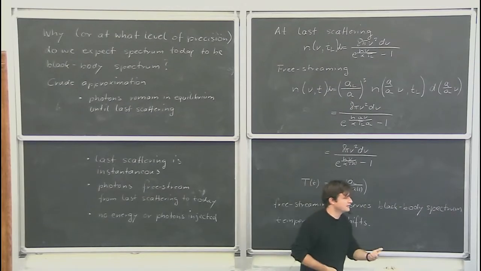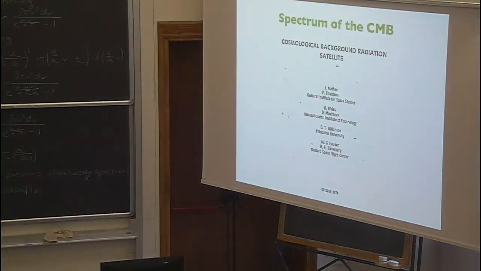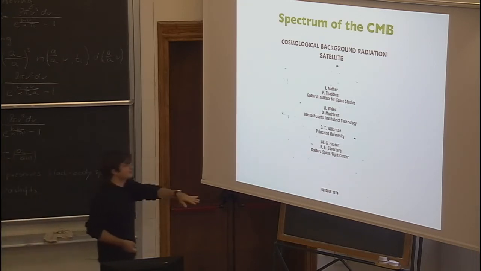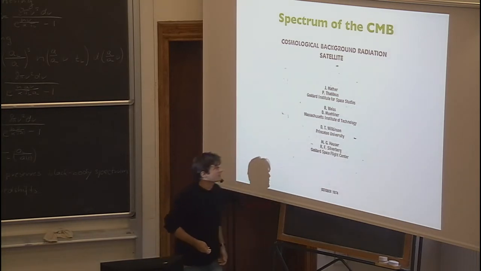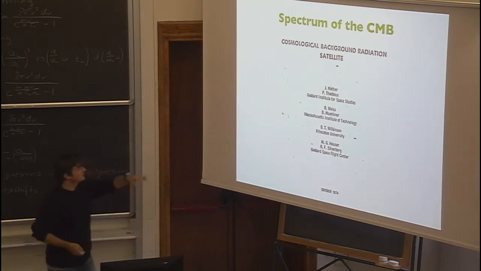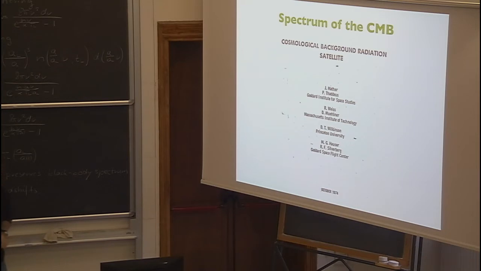So obviously, as soon as the CMB was detected, it was clear to people that with a single frequency, you can't really convincingly argue that it's a black body spectrum. So you need to have additional measurements. This is a proposal from 1974 for the COBE satellite. So this is, you see, Mather, Weiss, Wilkinson, Hauser. So this cosmic background radiation satellite, this became COBE.